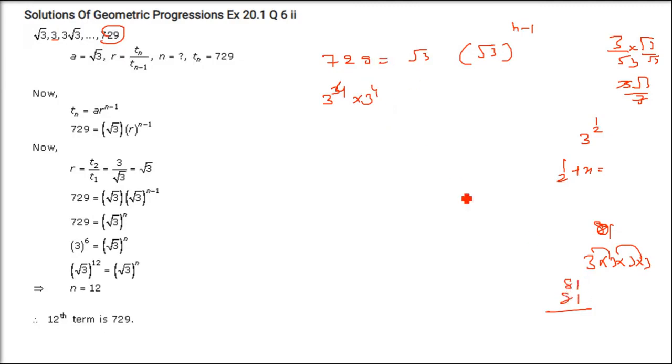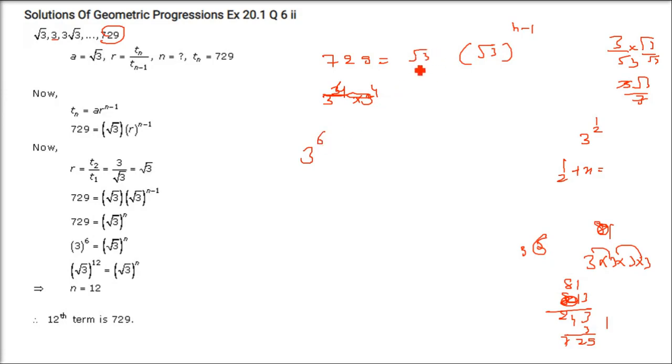3 to the power 8 will be very high. So 81 into 3 will be 243. So we have 3 to the power 5. Still we have not reached, so multiply again by 3. It's 729. Yes, we got it. 3 to the power 6. 729 is 3 to the power 6.